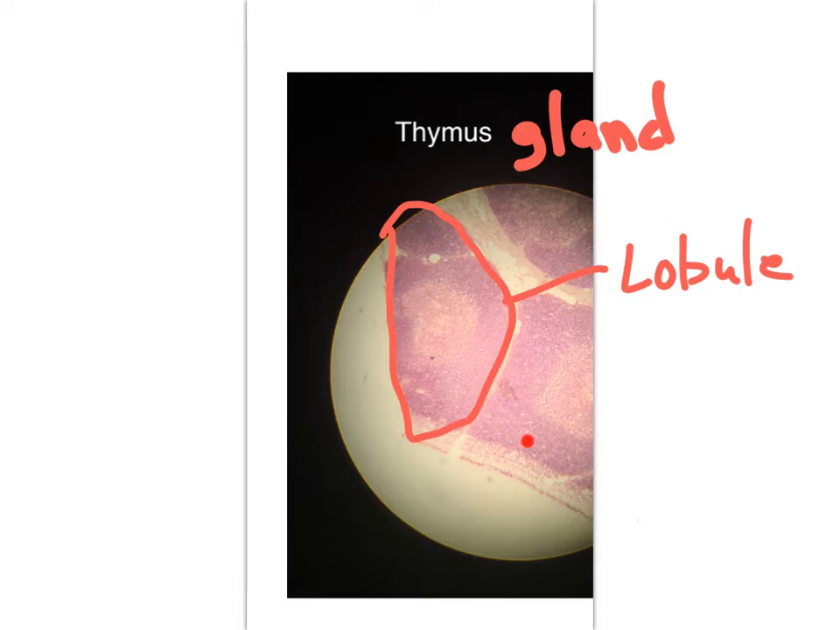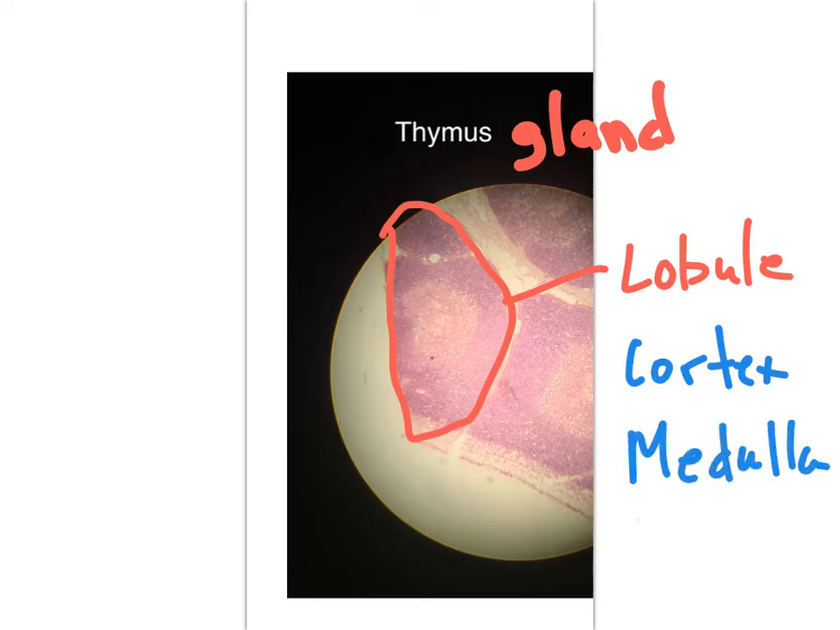So this over here, this would be a lobule. You can see a portion of a lobule over here as well. So kind of each individual section represents a lobule. Now, each lobule has a cortex and a medulla, okay? We should remember that the cortex always refers to the outer region, and then the medulla represents the inner region of our structure. Now, the cortex is going to stain darker, okay?